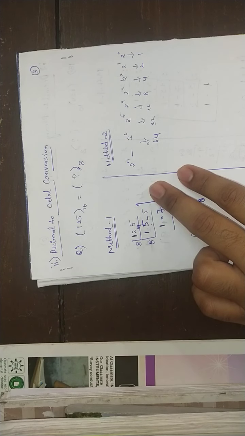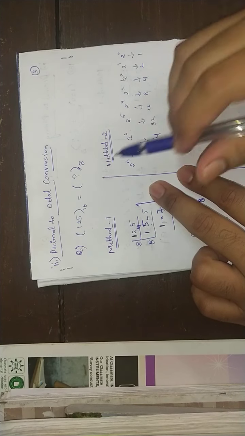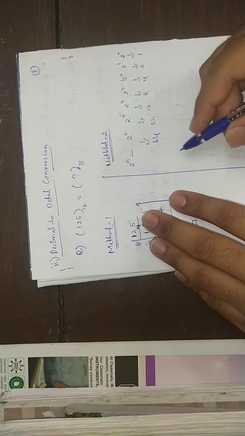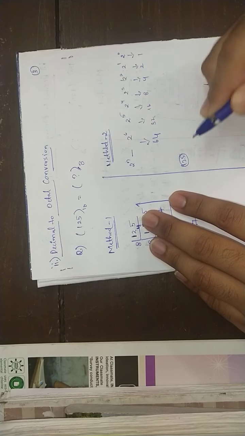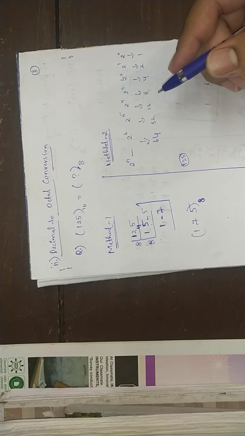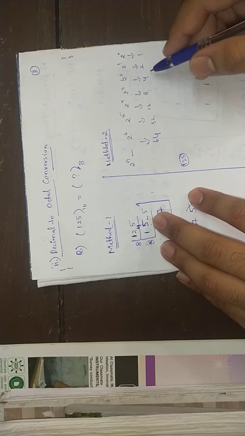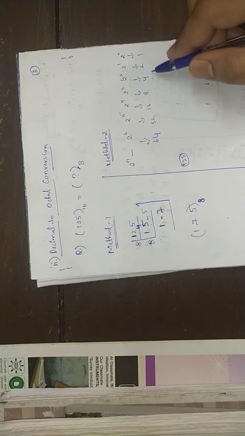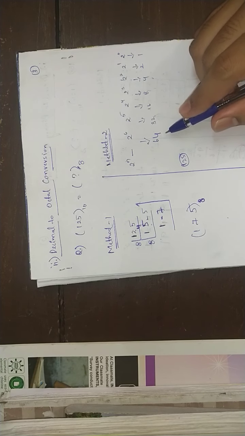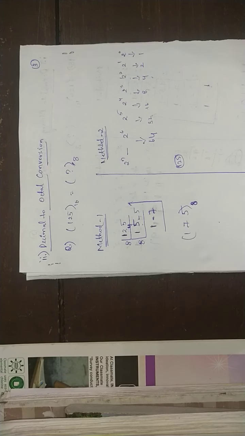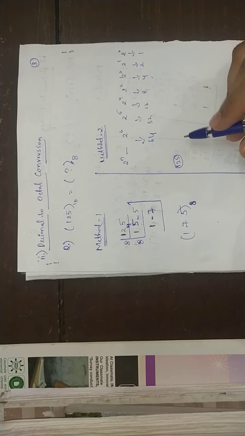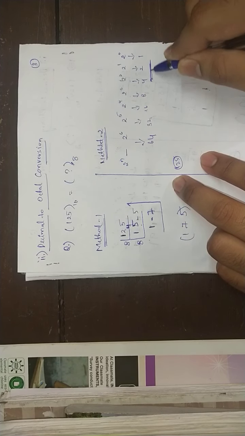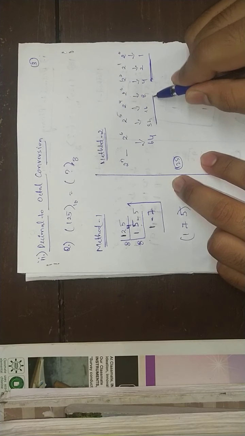Okay, now in this conversion, that is octal conversion, octal means 8. Here 125 is required. In octal conversion, what we have to do is take 3 bits at a time, 3 bits at a time.